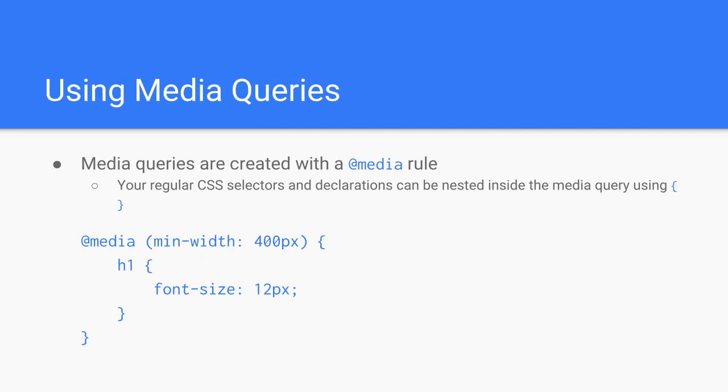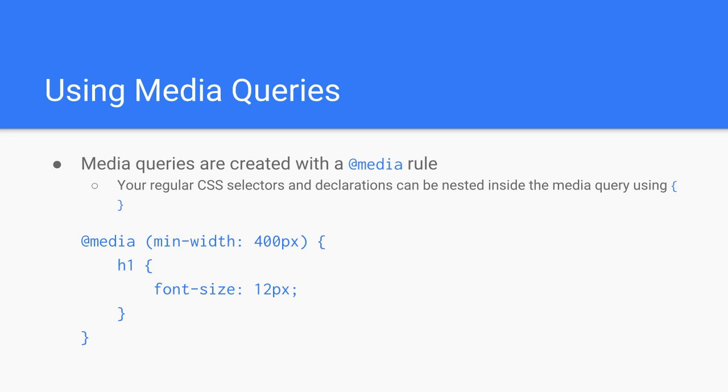So actually using media queries, you use the @media rule to do this. And then we provide whatever the rule is inside parentheses. And then inside our brackets, we provide the actual CSS that we want to be applied when that condition is true. So we've got @media, min width 400 pixels, and then our curly brackets, and then anything inside here is what gets applied when that condition is true.